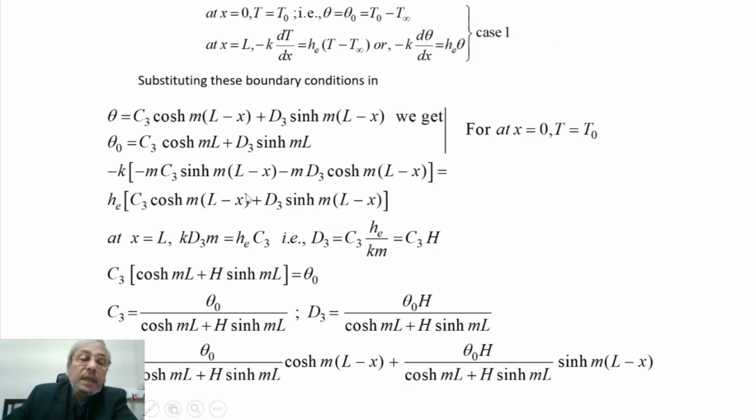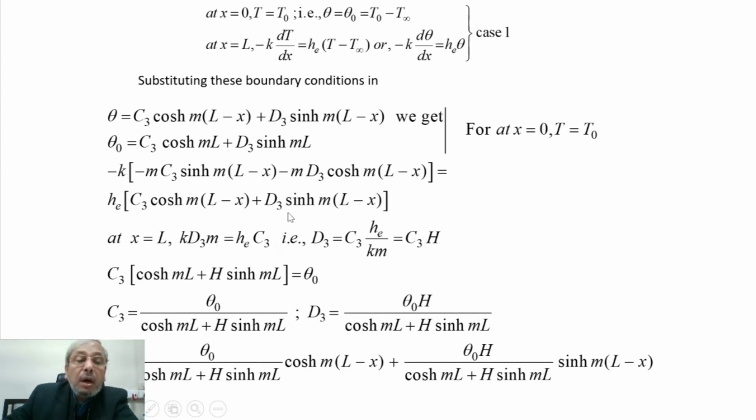Again we write the expression for theta. This is k d theta/dx equal to He theta. At x equal to L, if we substitute x equal to L, we'll get k, this term will be dropped, we'll get k m D3 equal to He. In the He expression also, this term will be dropped.